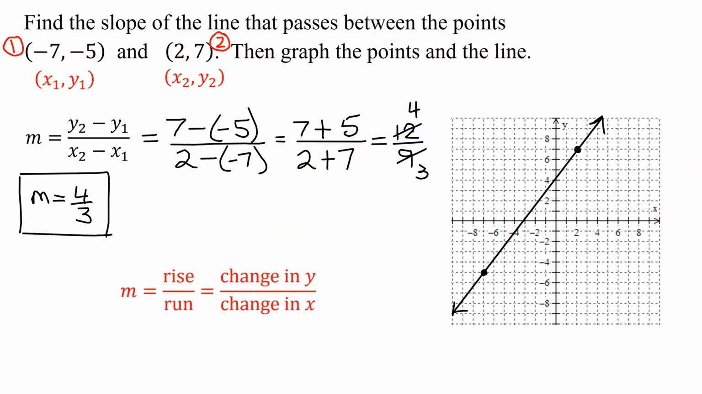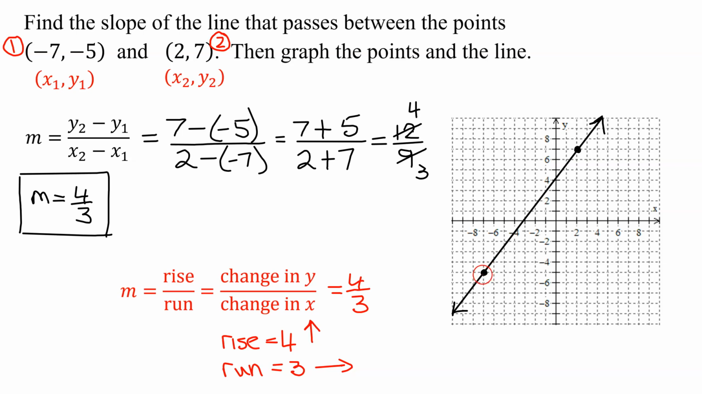Remember, another way to talk about slope m is rise over run, which is change in y over change in x. So in our case, our rise and run, we're going to have 4/3. So that means if my rise is equal to 4, I'm going to go up, and my run is equal to 3, I'm going to go from left to right. So let's look at what that means on the graph.